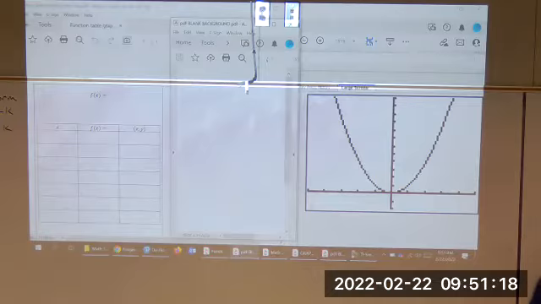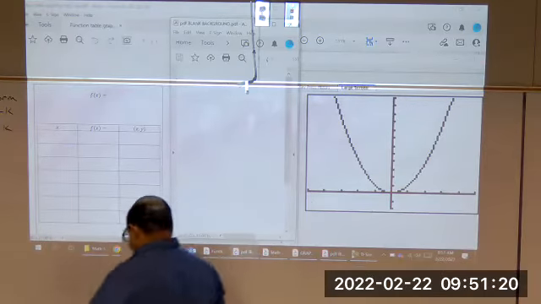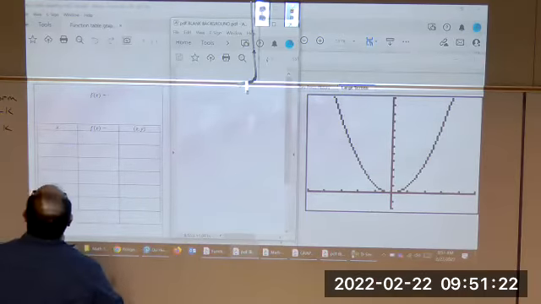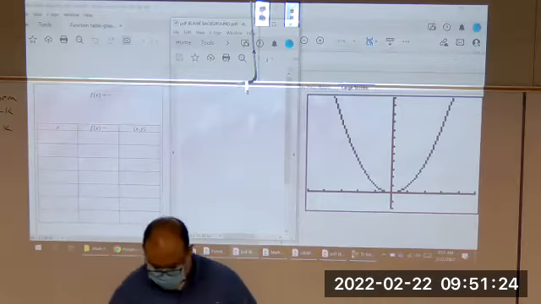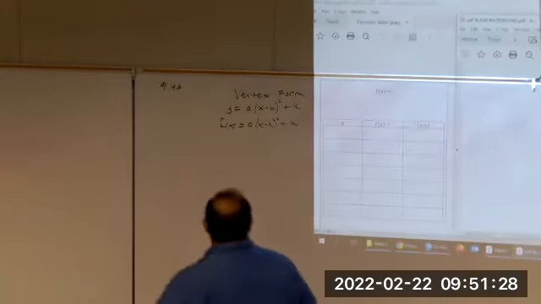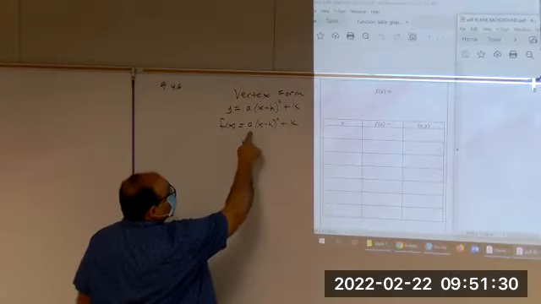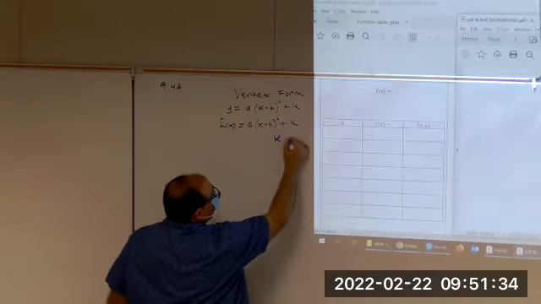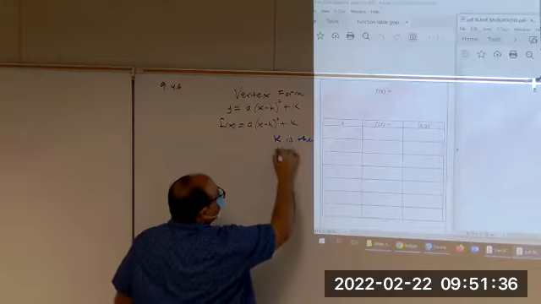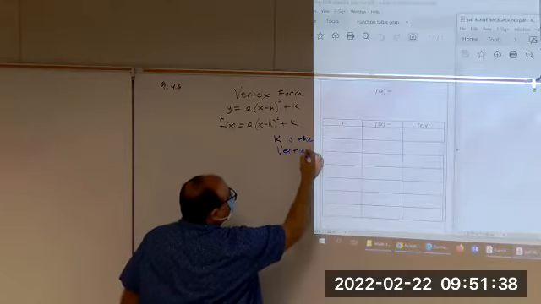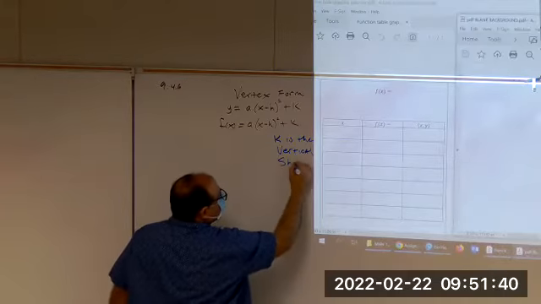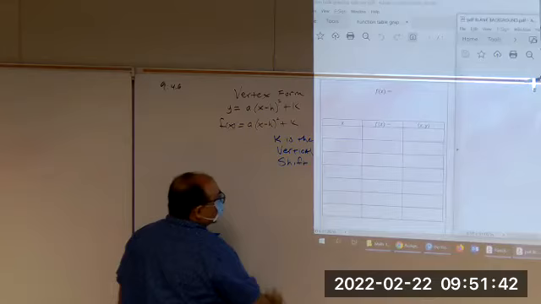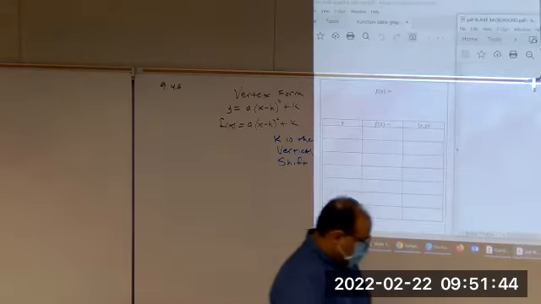So K is the vertical shift. K goes up and down. K is the vertical shift. Now make sure you don't forget to put the f of x in the shift.